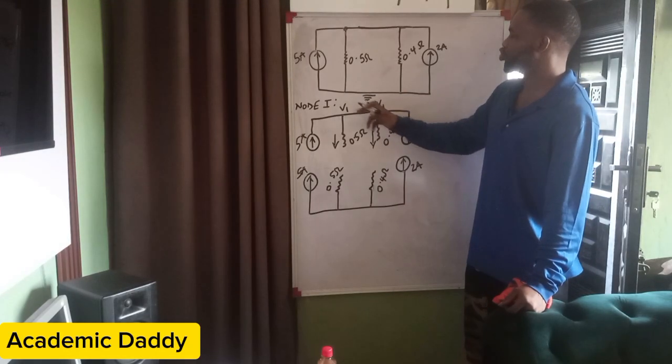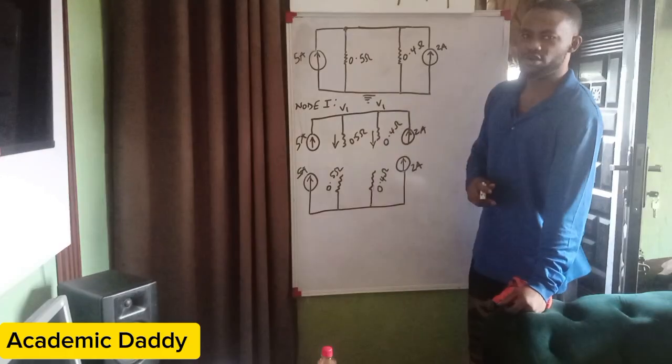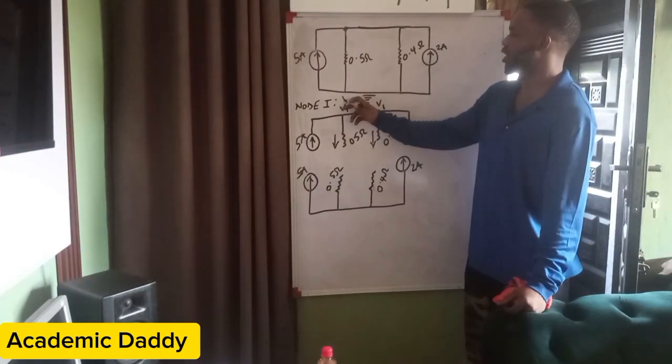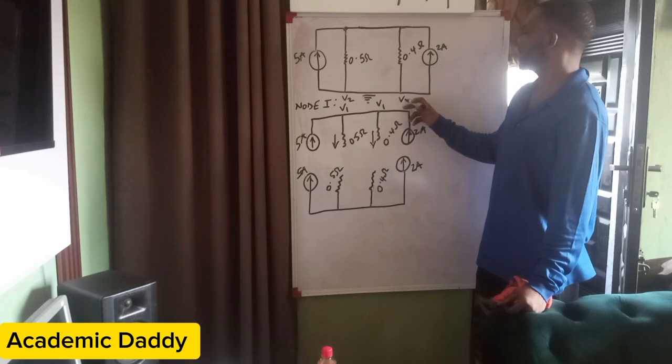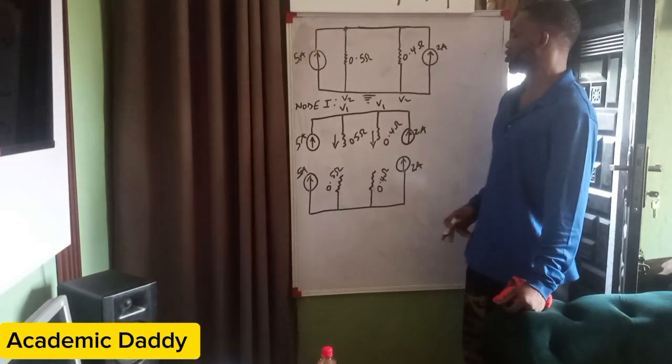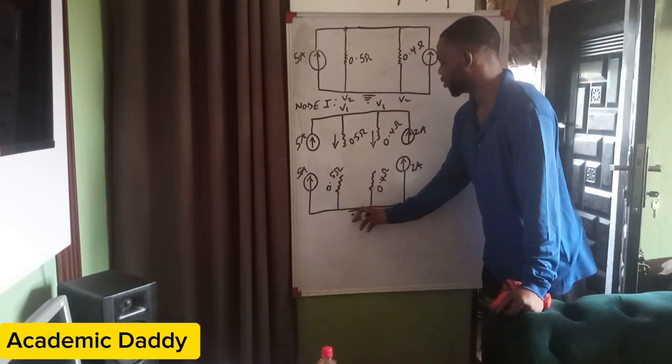So that means that node 2 becomes 0. The voltage on node 2 becomes 0. Let's say this is V2, and this is V2. Everything here is V2. So our V2 in this question is equal to 0.